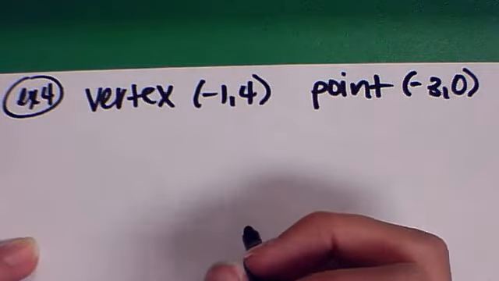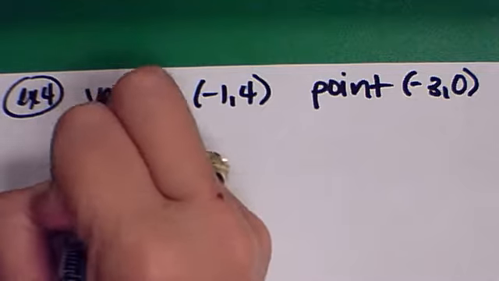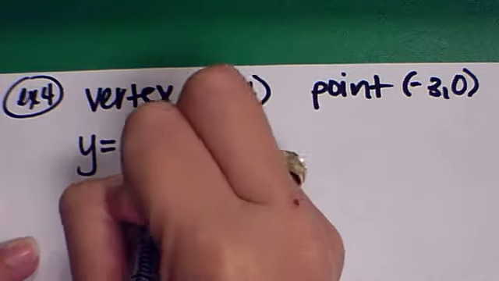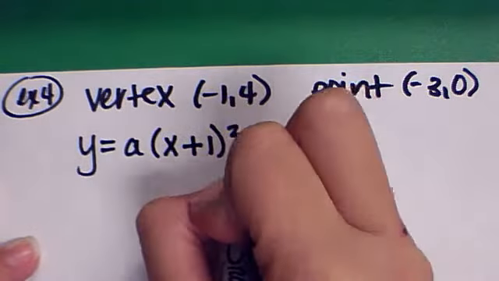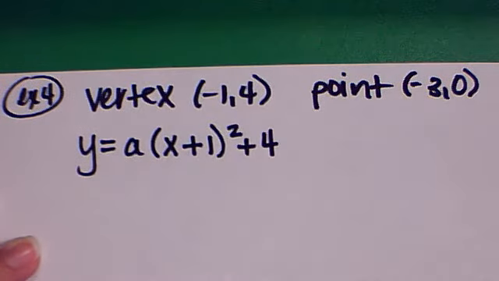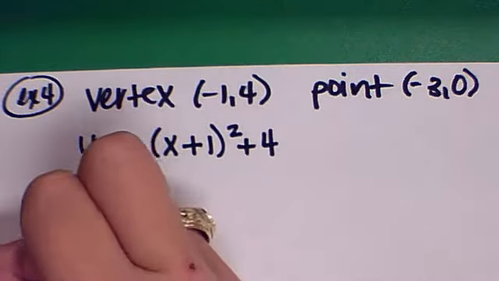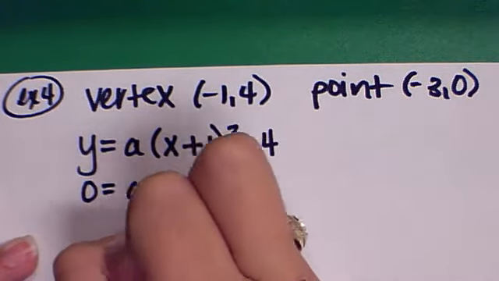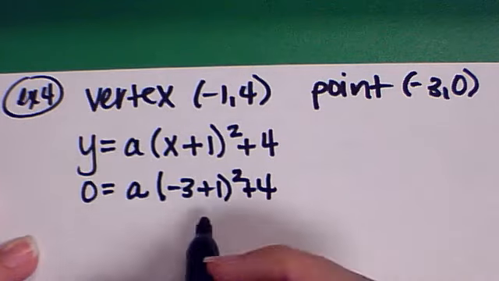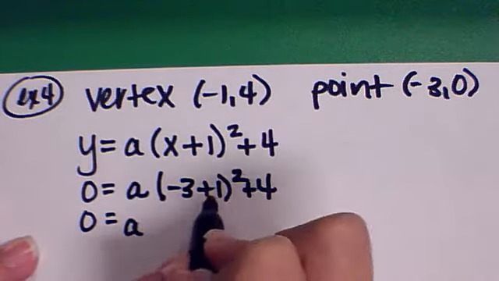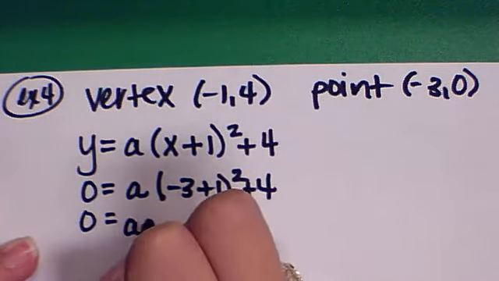Okay, same thing. We're going to start by plugging in h and k. So y equals a times (x minus, and then the negative 1, which will become positive 1), plus 4. That's our general equation. Let's plug in our x and y. So we're going to do 0 equals a times (negative 3 plus 1) squared plus 4. Negative 3 plus 1 is negative 2 squared, which is 4.